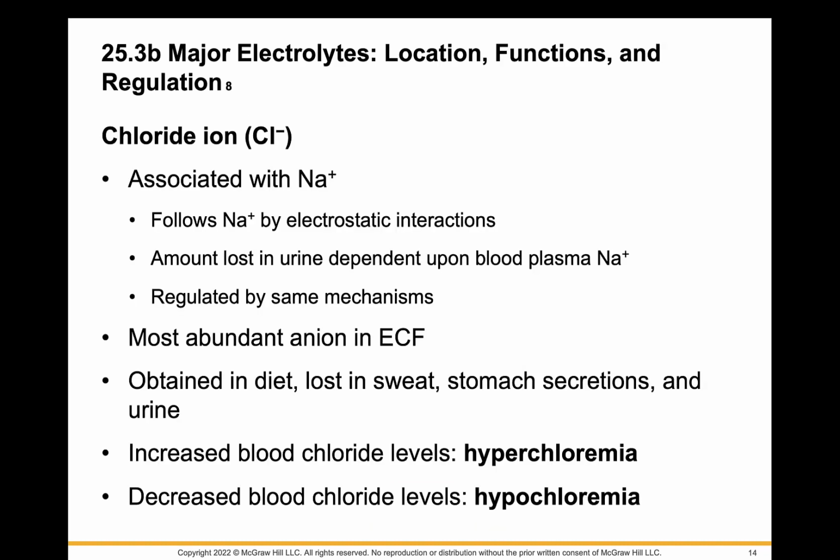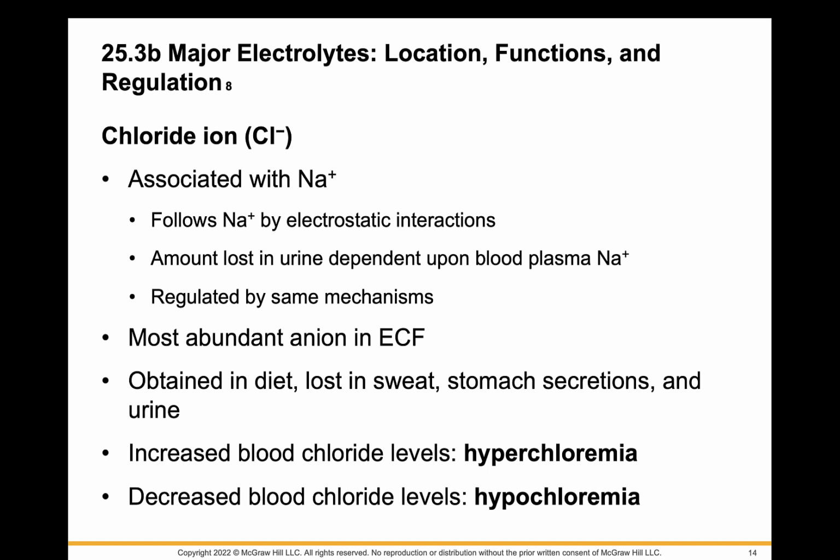Now, we are going to speak about a couple of other ions. The first is going to be chloride ion. This is an ion that's associated with sodium. Remember, sodium chloride, or table salt. It's going to follow sodium due to electrostatic interactions. The amount lost in urine is going to be dependent upon plasma levels of sodium, and it is going to be regulated by the same mechanisms.